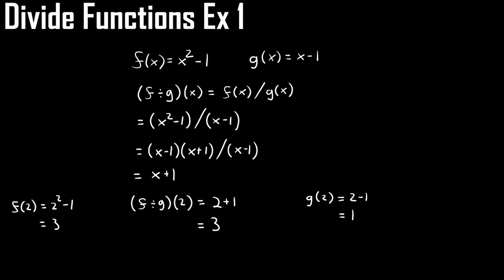Now when simplifying, always note the restricted values. Even if terms cancel, the function may have a hole. And in this case, the hole would be at x equals 1, as x cannot equal 1.